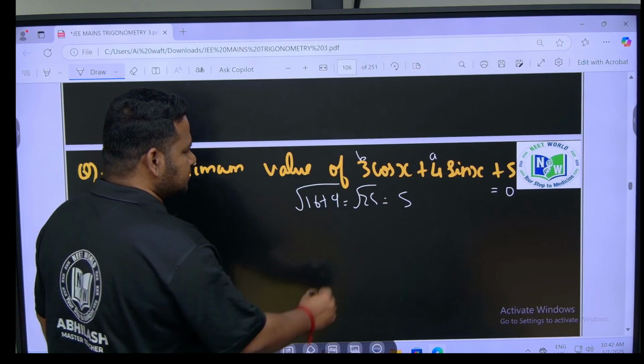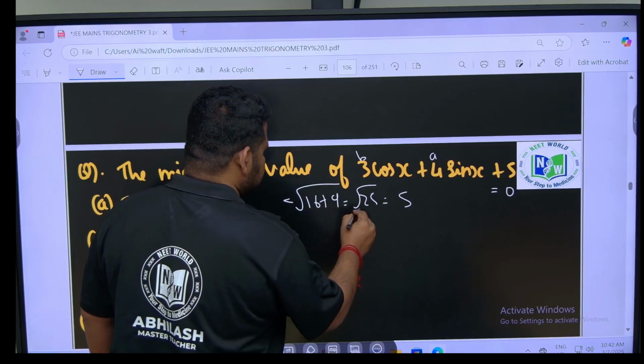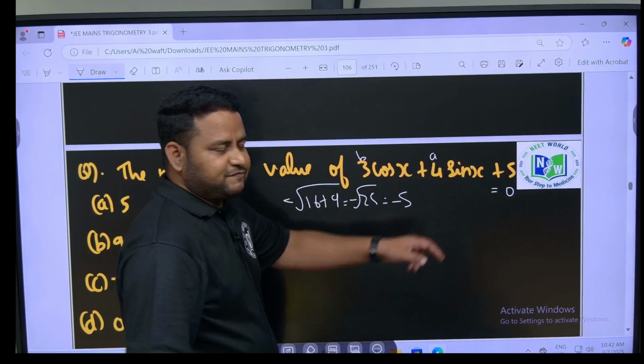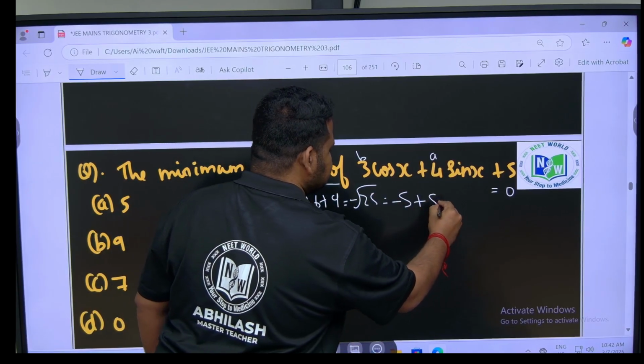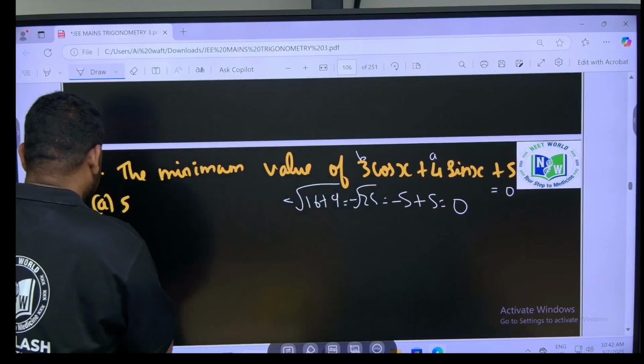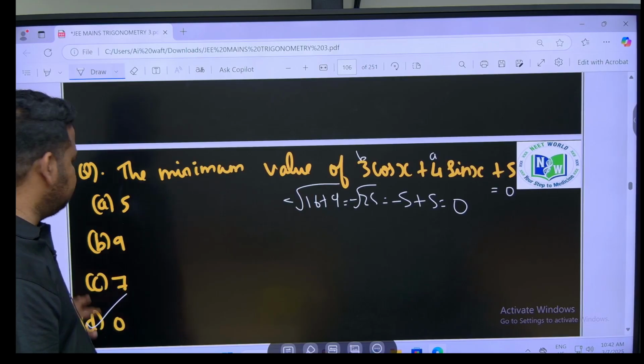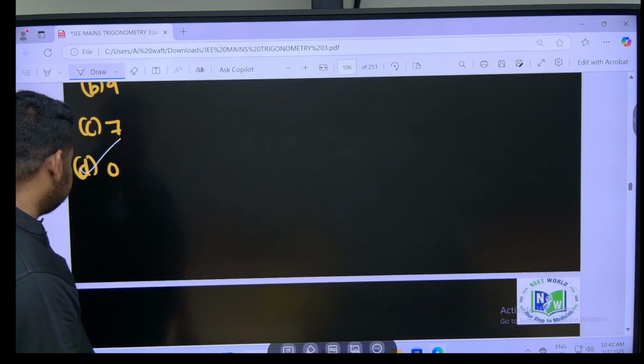So the minimum value is nothing but minus 5, but again here you have plus 5. Minus 5 plus 5 is equal to 0. So the minimum value will be equal to 0. That is option D. Got it? Very simple question.